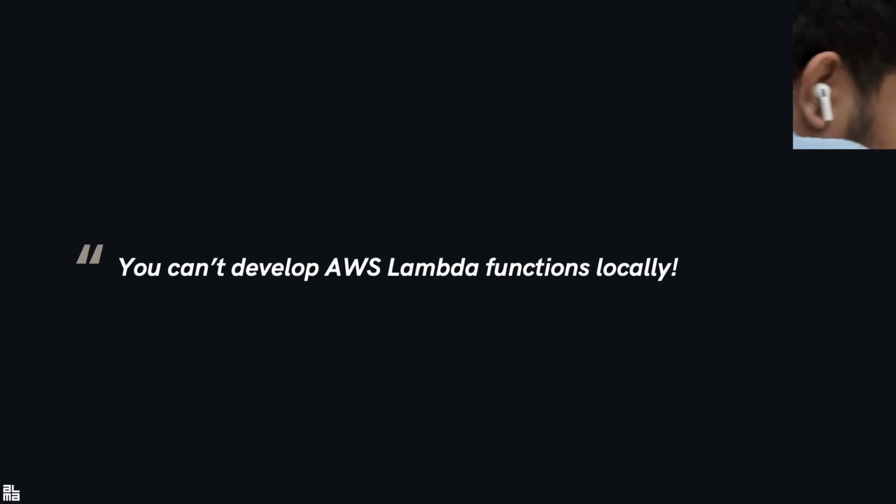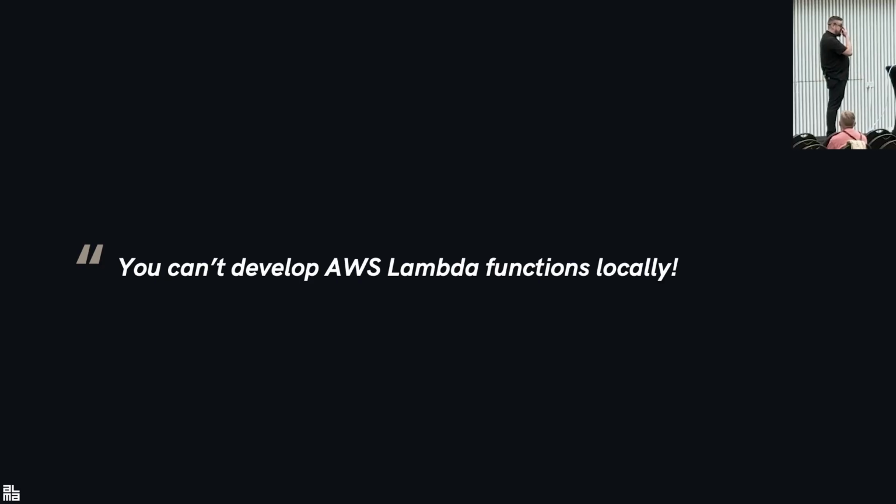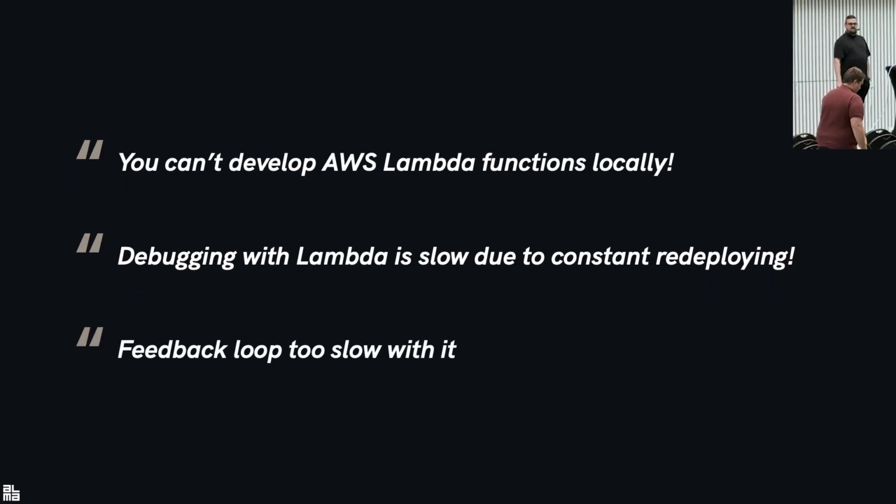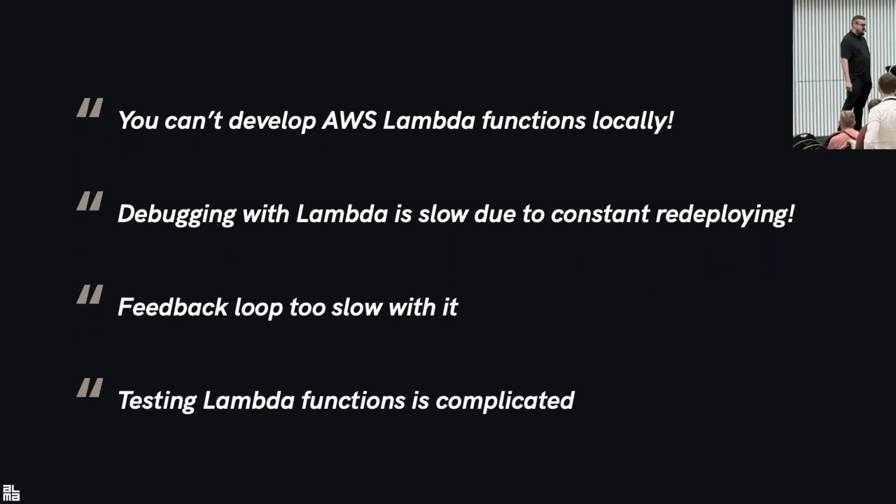So, you can't develop AWS Lambda functions locally. Debugging with Lambda is slow due to constant redeploying. Feedback loop is very slow with it. And testing Lambda functions is complicated. These are just some of the examples of, let's say, FUD, fear, uncertainty, and doubt, and the questions that I often get about AWS Lambda.